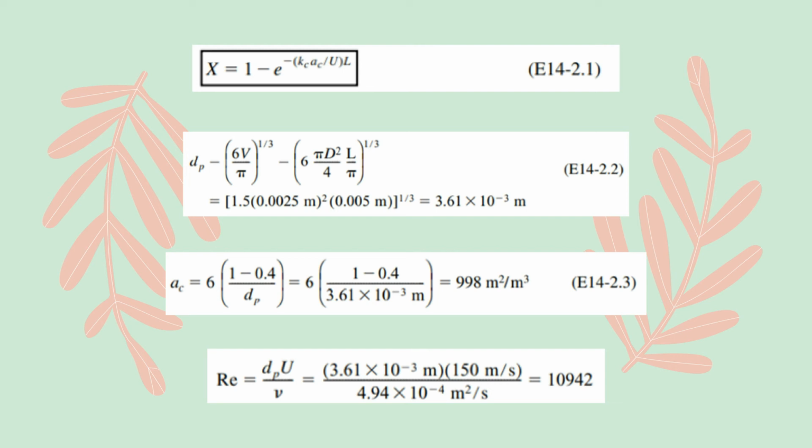And lastly, for the mass transfer coefficient, we will solve for the Reynolds number, which is equal to dP U over nu. Substituting known values, we obtain 10,942.